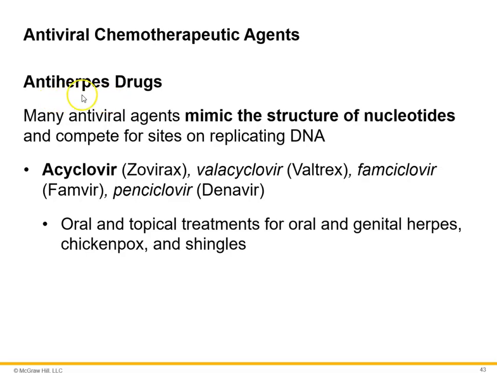All right, many of the anti-herpes drugs are going to mimic the structure of nucleotides. Remember, nucleotides are those nucleic acid building blocks. So they're going to compete for a place on the growing DNA molecule. So for example, acyclovir is one of these drugs. And when you interfere with the DNA molecule replicating, you're interfering with the viral replication step.